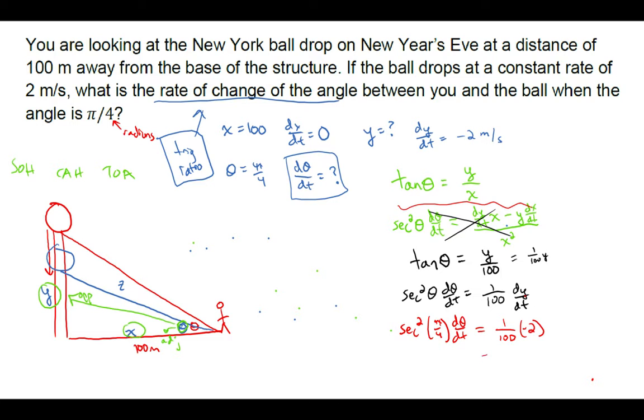So this -2 times 100 is just -2 over 100, secant squared of pi over 4 times d theta dt. So we want to just go ahead and divide the -2 over 100. It actually is an easy decimal, just 0.02. So this is just -0.02. So what we end up with is d theta dt equals -0.02 divided by secant squared of pi over 4. And that would be our answer to get d theta dt by itself.